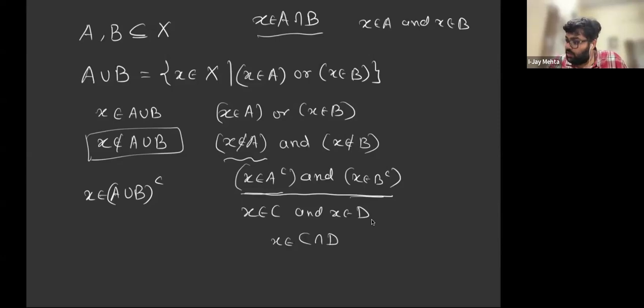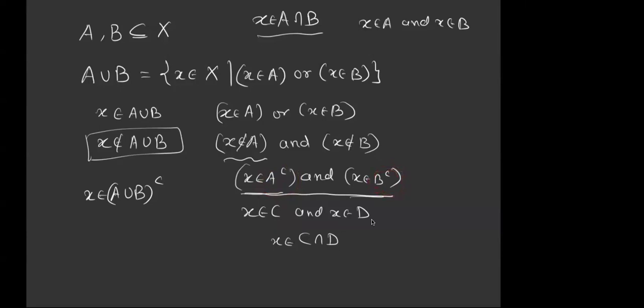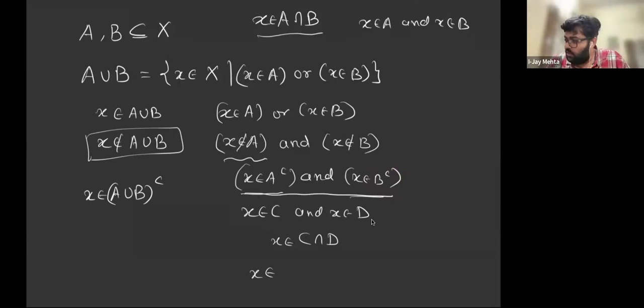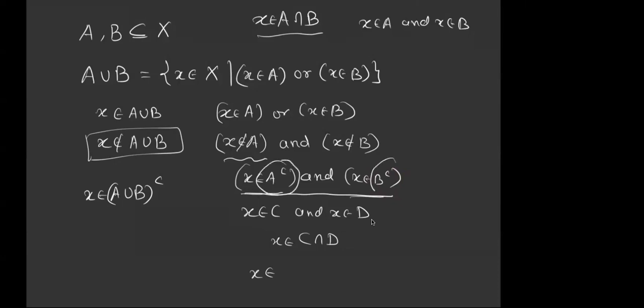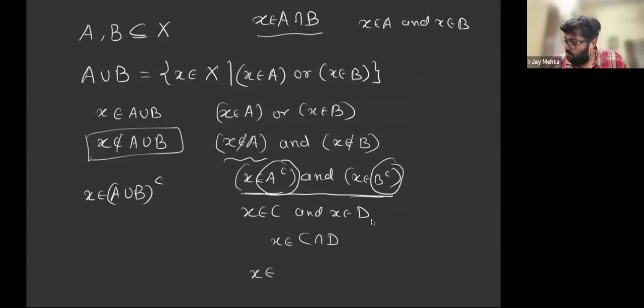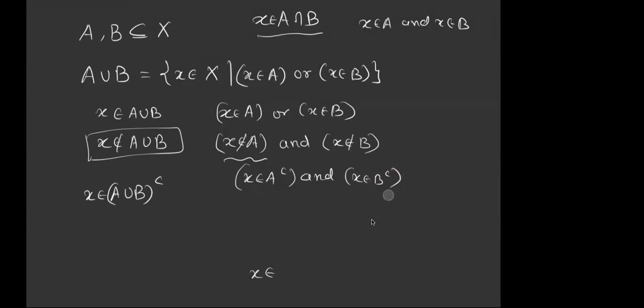Okay, now my C is this, and my D is this. X in C union D complement. No, this is C and this is in D. Between the two lines, you just rub it off. Okay. Now tell.